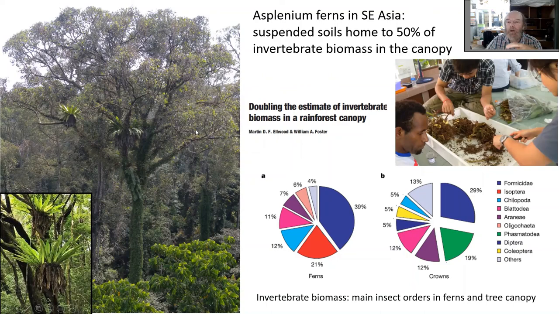And so there was a study by Ellwood and Foster some years ago, where the title says it all. It says doubling the estimate of invertebrate biomass in a rainforest canopy by looking at this Asplenium. So there is as much biomass and numbers of invertebrates living in this Asplenium as in the entire rest of the tree. And these are, as you can see here, mostly ants and termites, but also other groups of invertebrates, compared with a completely different taxonomic structure for the invertebrates on the leaves.